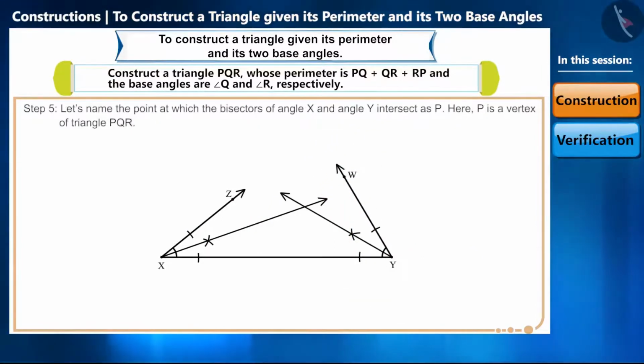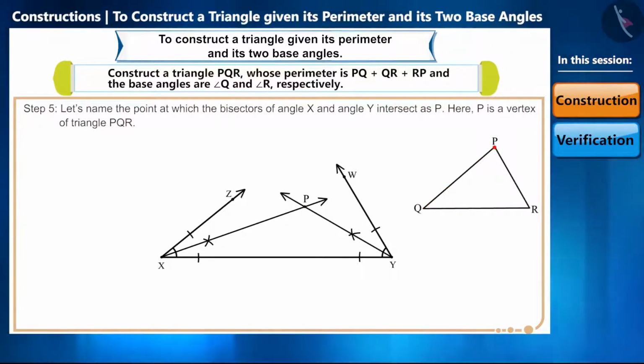Step 5. Let's name the point at which the bisectors of angle X and angle Y intersect as P. Here P is a vertex of triangle PQR. Friends, can you tell why we chose only vertex P from triangle PQR? Because angle Q and angle R are base angles. Therefore, we will take the point of intersection as point P, which is not the base angle.